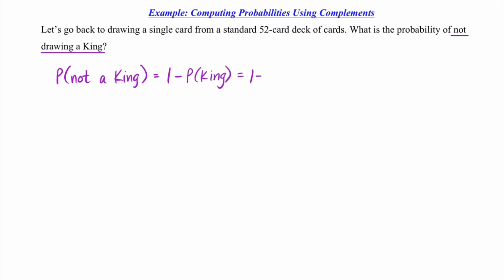Well, we know the probability of drawing a king would be 4 over 52, since there are 4 kings out of our 52 total cards, which means the probability that we draw a card that is not a king is simply 48 over 52, and we're all set.